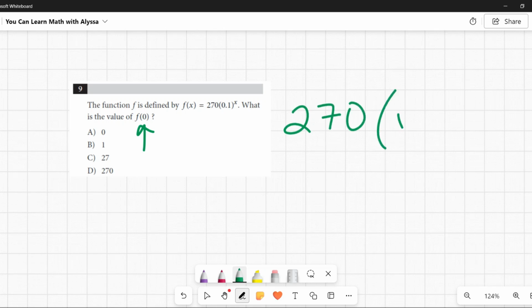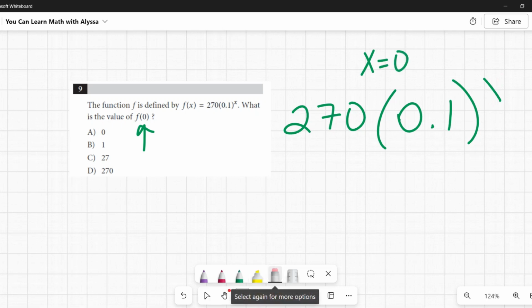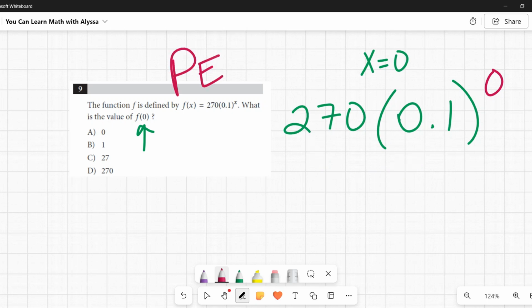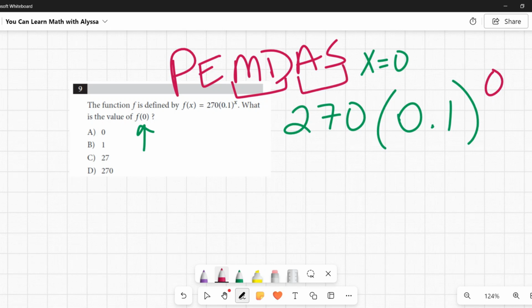We have 270 times 0.1 to the power of x. We want to know what happens when x is equal to 0. So let's plug in a 0 there for x. And you do not multiply first. Remember our order of operations: parentheses, exponent, multiplication, division, addition, subtraction, and these are pairs. Okay, so parentheses, there's nothing inside the parentheses. Next thing is exponent, so we need to do that next before we multiply.